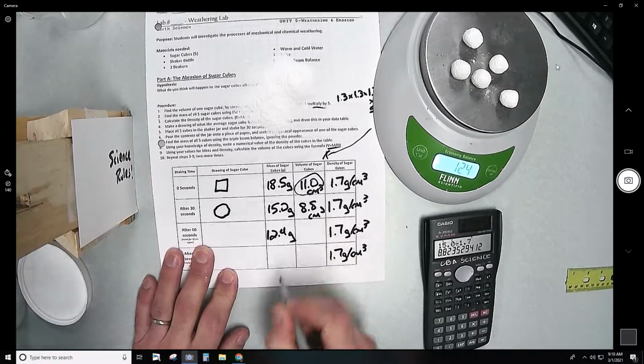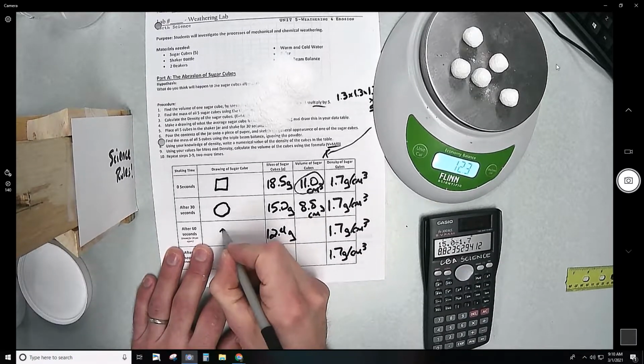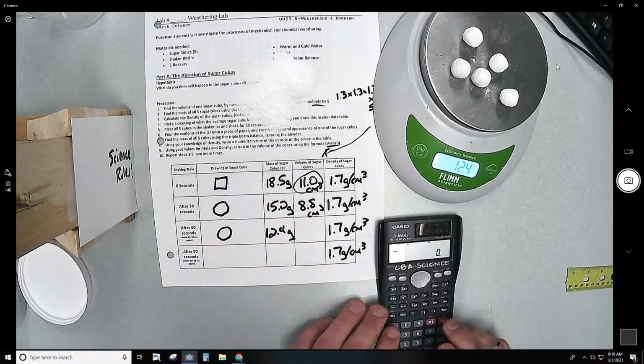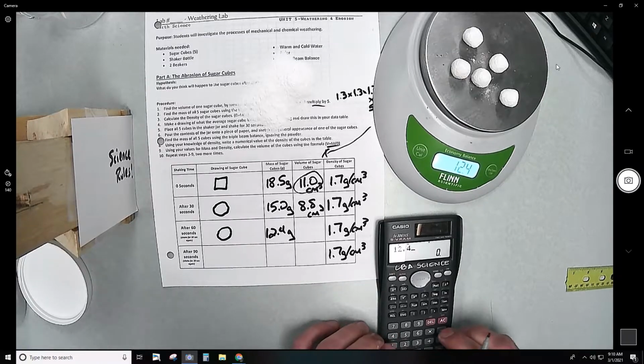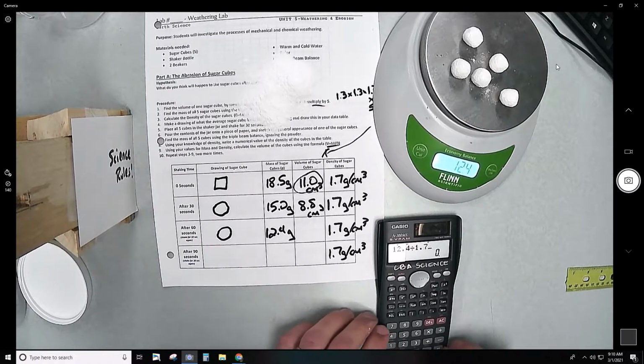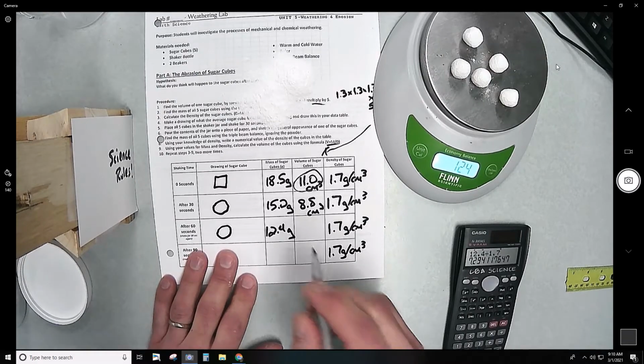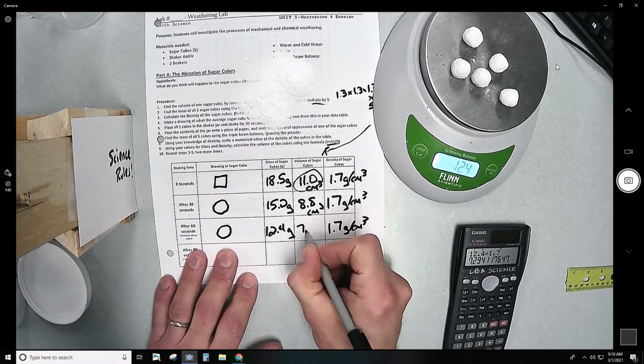I'm going to draw them again. They look a little bit rounder than they used to be, perhaps. And now I got to do the math again. So 12.4 divided by the density, 1.7. And that's going to give me 7.29. So I'm going to round that to 7.3.